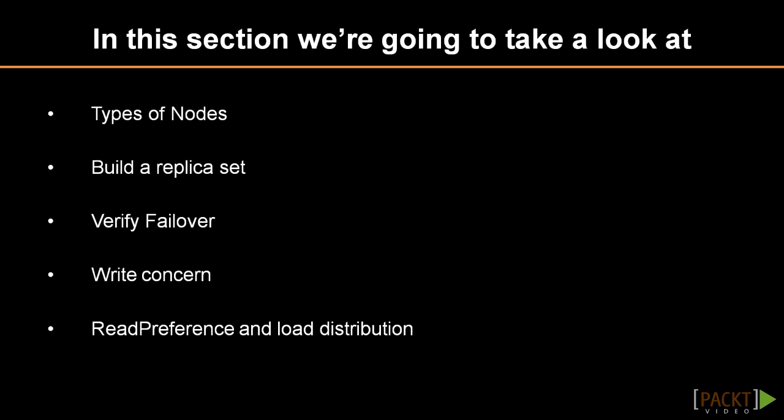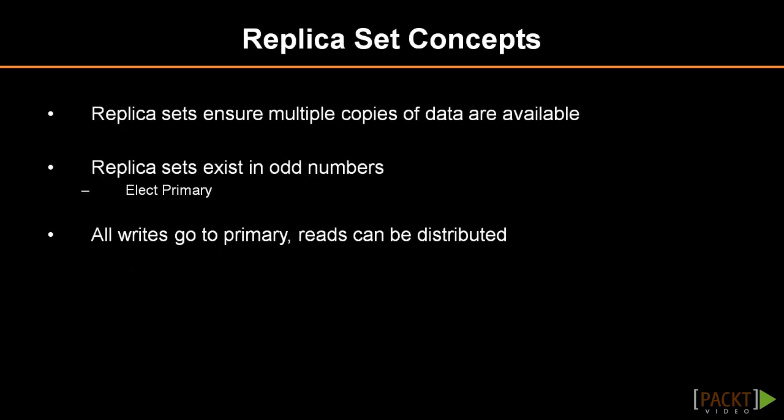This video focuses on a discussion of node types. Before discussing the node types, it's important to understand that replica sets ensure multiple copies of data are available. Replica sets need to exist in odd numbers in order to ensure that a new primary can be elected. All writes go to a primary, while reads can be distributed.